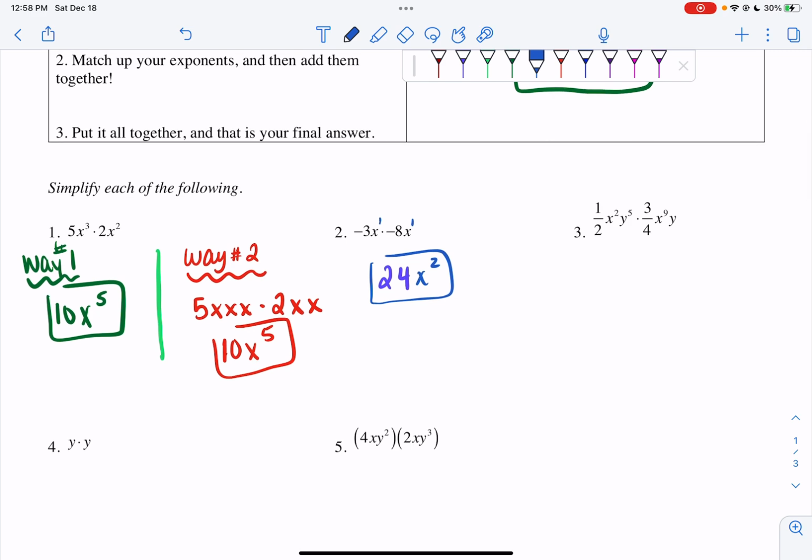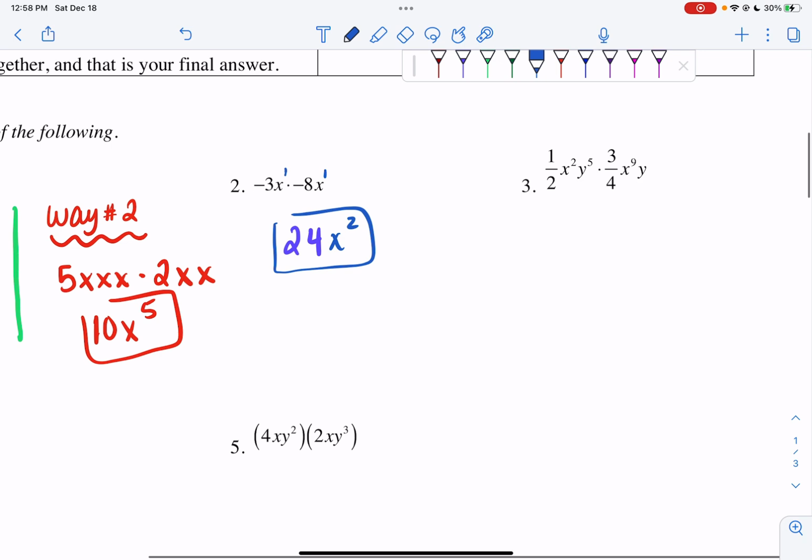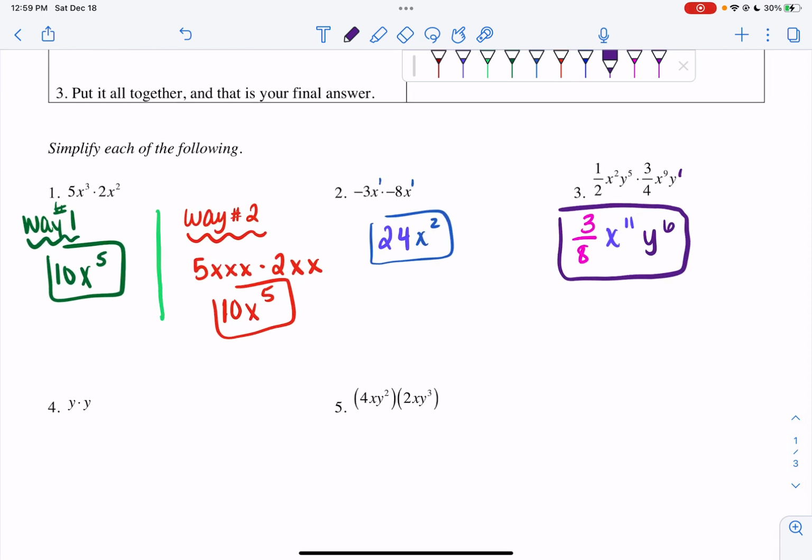Number 3: 1/2 x squared y to the fifth times 3/4 x to the ninth times y. For this example, I multiply my coefficients, so I'm going to multiply those fractions. What's 1/2 times 3/4? Well, it's 3/8. Now, x squared and x to the ninth, well, 2 plus 9 is 11, so I have x to the 11th. Now my y to the fifth and my y to the first, I have to put in that 1. 5 plus 1 is 6, so I have y to the 6th. That's my final answer.